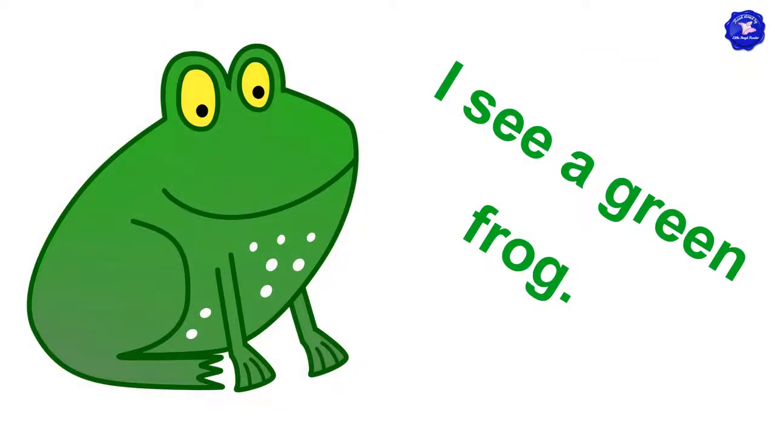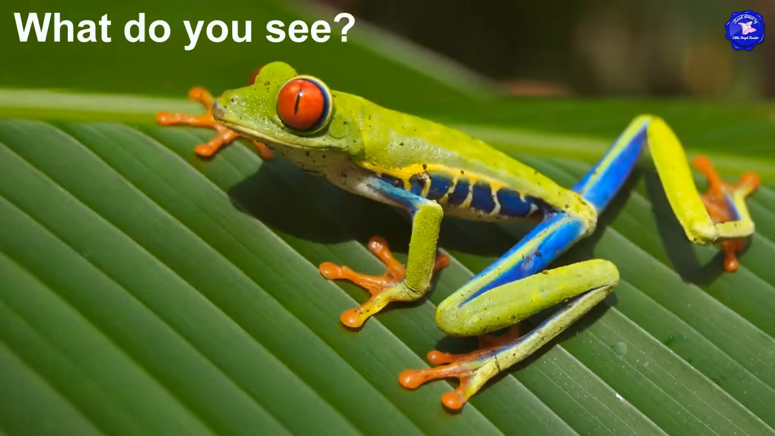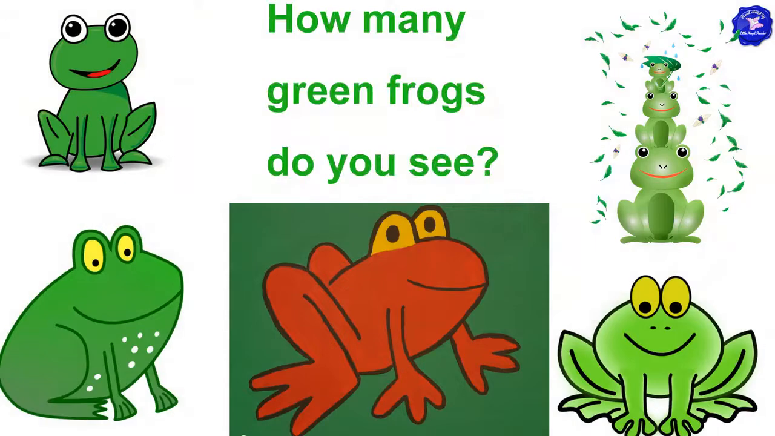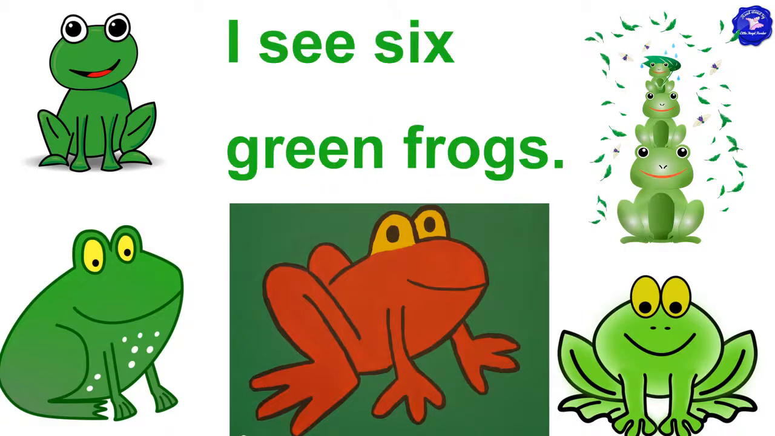I see a green frog. What do you see? I see a green frog. Frog. How many green frogs do you see? I see 6 green frogs. 1, 2, 3, 4, 5, 6.